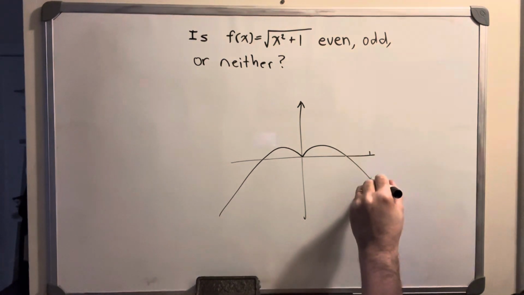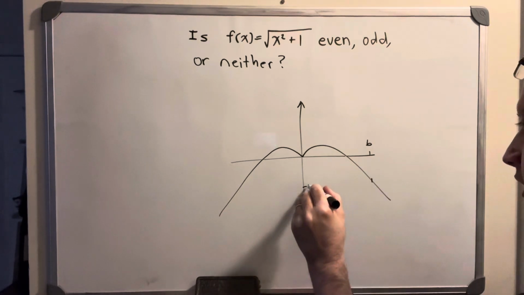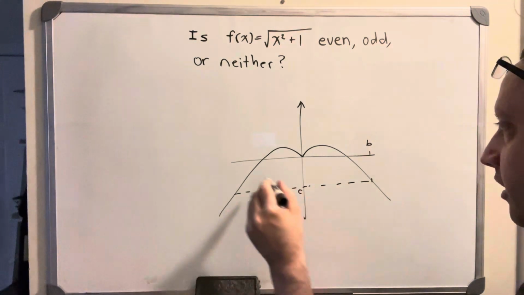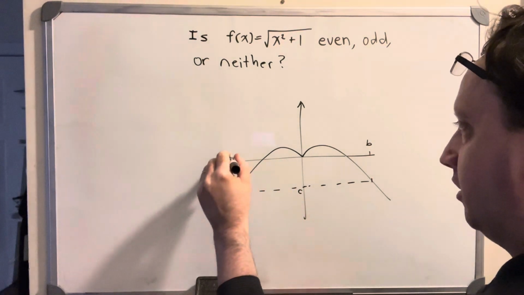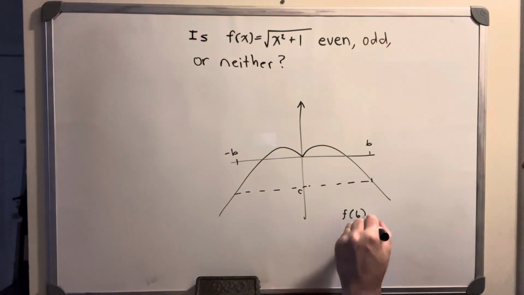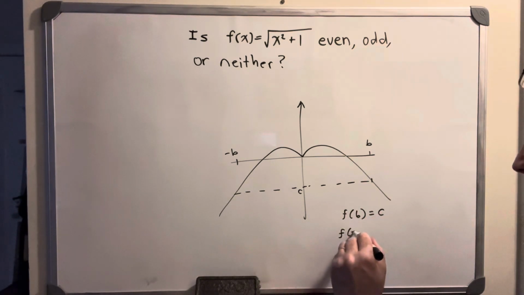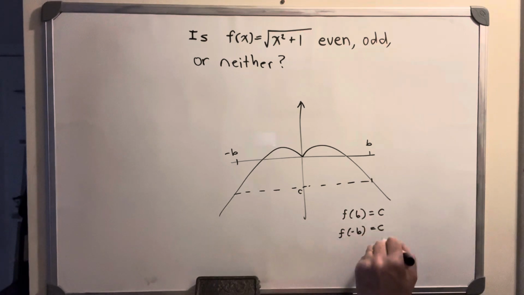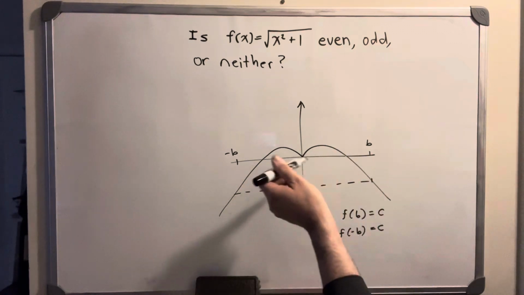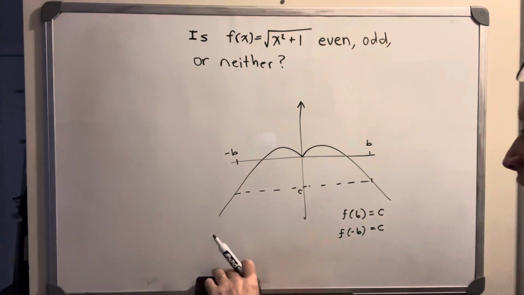You know, we're saying that, let's say this point right here was C. We're saying that f of b equals C. F of minus b also equals C. If this was true for every possible value, then this function is an even function.